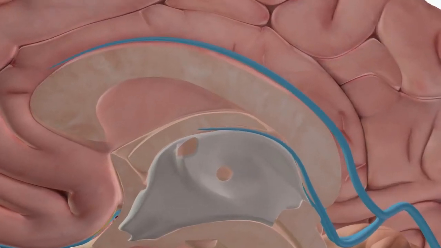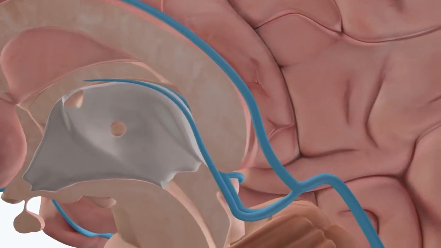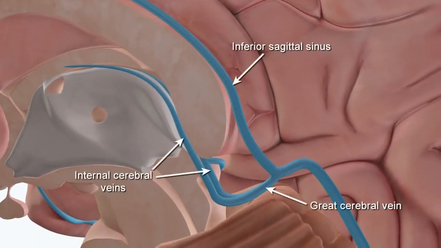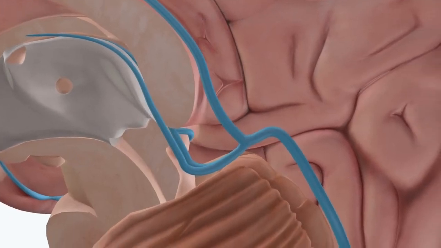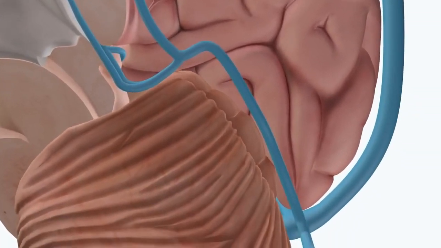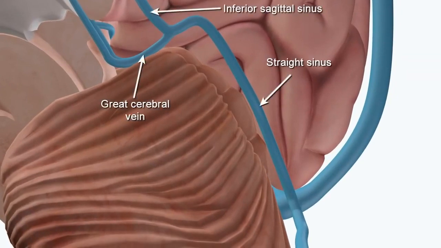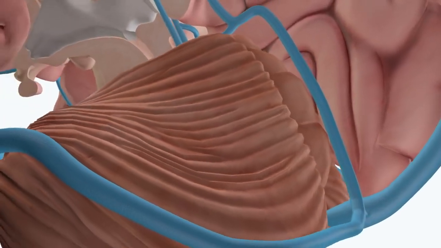The internal cerebral veins run atop the third ventricle, joining below the splenium to form the great cerebral vein. This is also known as the great vein of Galen. The great cerebral vein and inferior sagittal sinus join to form the straight sinus, which in turn feeds the left transverse sinus at the confluence of the sinuses.